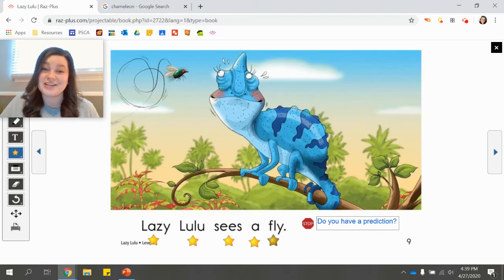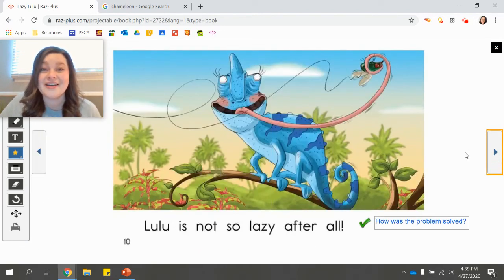Let's see if your prediction is true. Look at that picture. What was your prediction? Did you predict that Lulu was going to eat the fly? Oh my goodness, you are so smart.